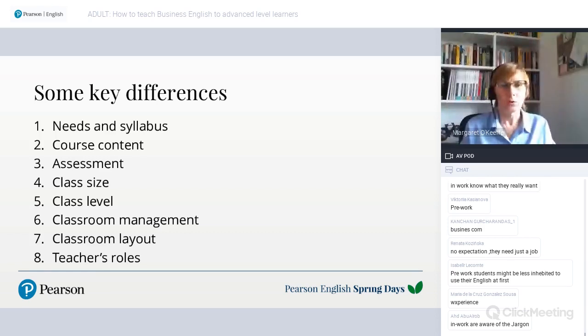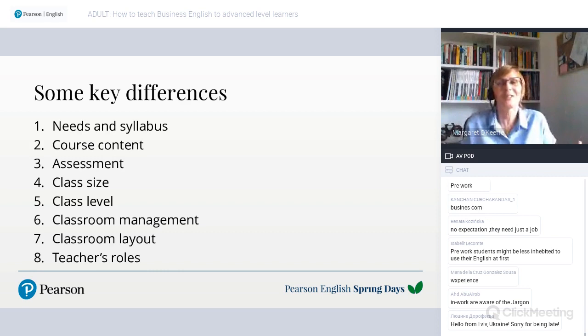That's of course content. The assessment is going to be different because pre-work students are working towards an exam that will give them a qualification, and that often influences their motivation, because when you're working in class, you'll hear them say time and time again, "Is this going to be in the test? Is this going to be in the exam?" So the motivation to learn is very often based on the assessment. Whereas in company classes, assessment might be more informal. Again, it can be negotiated, and it can be very work related and very practical.